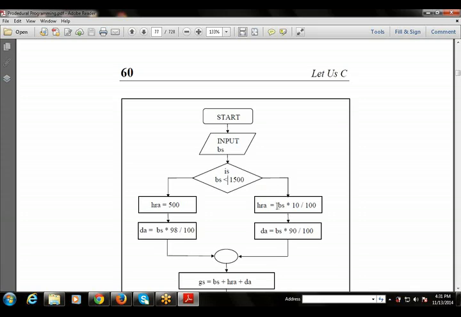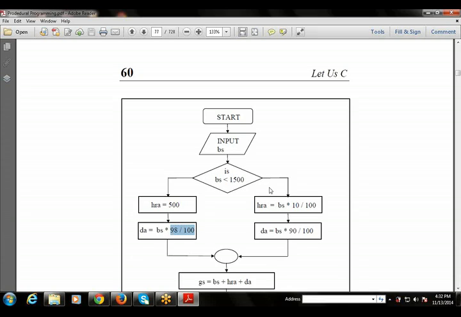If it is less than 1500, if yes, then HRA is 10% of the basic salary, that is basic salary into 10 divided by 100, and the DA, that is dearness allowance, equals basic salary into 90 divided by 100. Otherwise, if it is equal to or greater than 1500, then HRA is 500 and the DA is basic salary into 98%. This is the 98% of the basic salary, that is the DA.